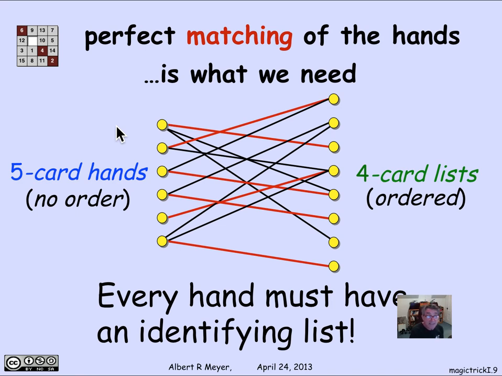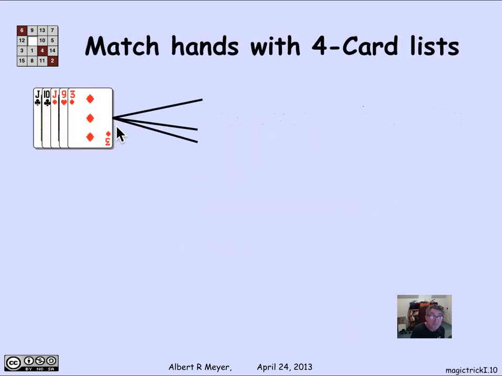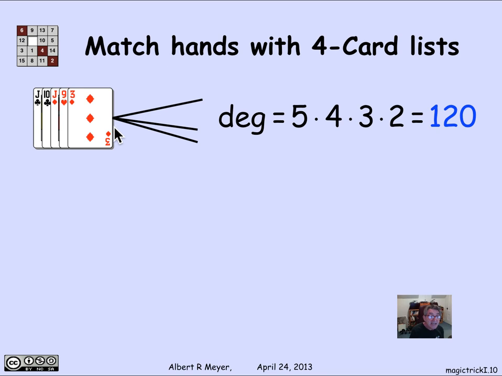Well, is there a matching? Well, there will be, because what's the out degree of a five card hand? Well, we're going to select any sequence of four cards from this five card hand. So there's five choices for the first card in the sequence, four for the second, three for the third, two for the fourth. So by the generalized product rule, the out degree of a given hand is 120. Each hand is connected to 120 different four card lists from the hand.